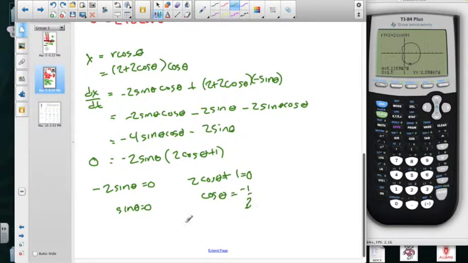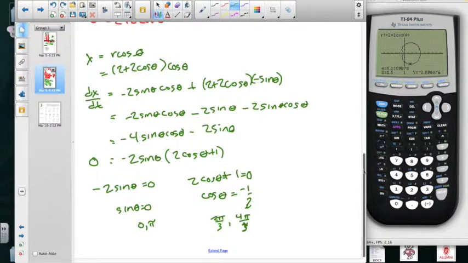Over that same 2 pi interval, we're looking at where the sine equals 0, and that's going to be at 0 and pi. And then where the cosine equals negative 1/2, excuse me, I said that wrong, that's going to be 2 pi over 3 and 4 pi over 3. So those are those two points of tangency.